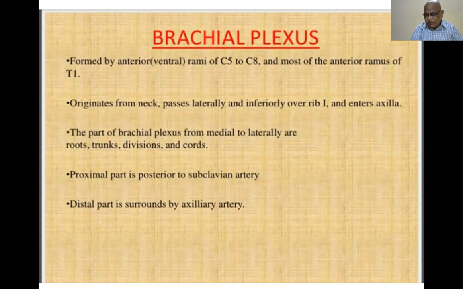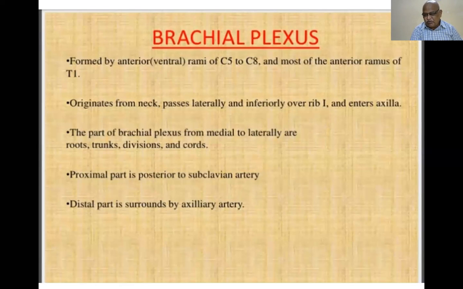If C4 is involved, that is prefixed. If T2 is involved, that is postfixed. If C4 is involved, T1 is small and T2 never. If T1 is involved, C5 is small and C4 is never. That is the methodology of abnormal formation of the brachial plexus. So normally C5 to C8 and T1. Now, it originates from the neck, passes laterally and inferiorly over the first rib and enters the axilla.